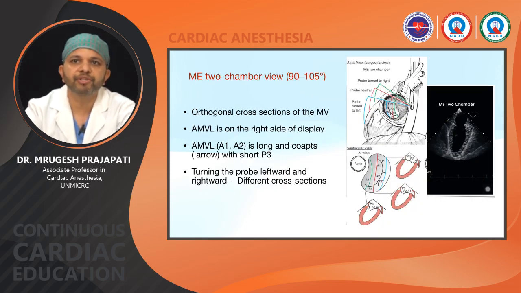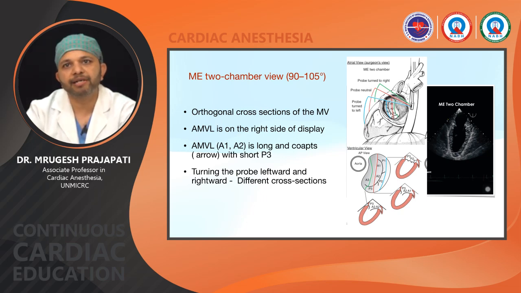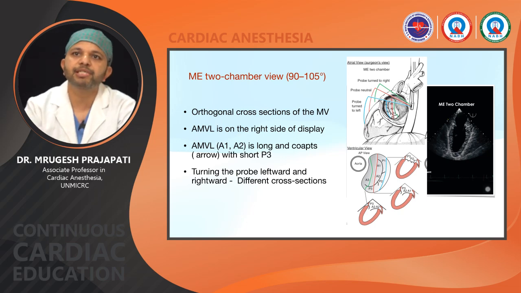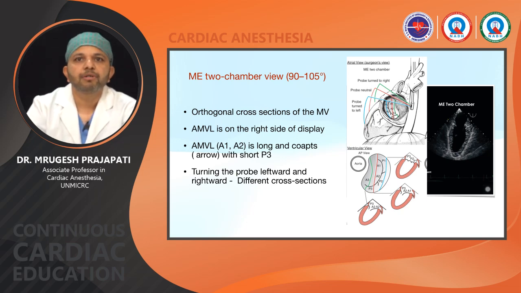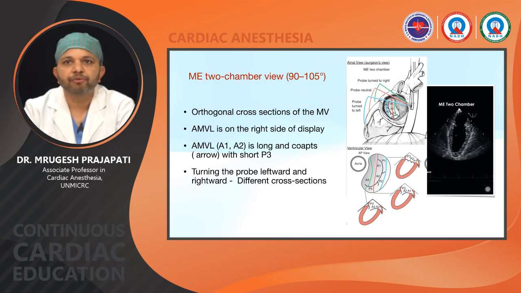Mid-esophageal 2-chamber view is obtained at 90 to 105 degree. This is basically an orthogonal cross section of the mitral valve. Actually, after 90 degree, the anterior mitral valve leaflet will be seen on the right side of the display and the posterior leaflet on the left side. So in this view, we can see A1, A2 part of the anterior leaflet and P3 of the posterior leaflet.